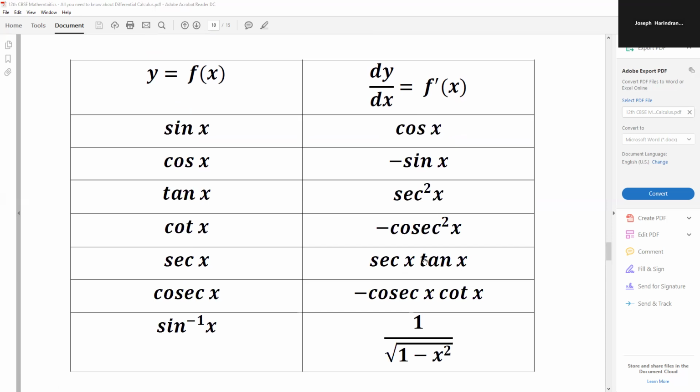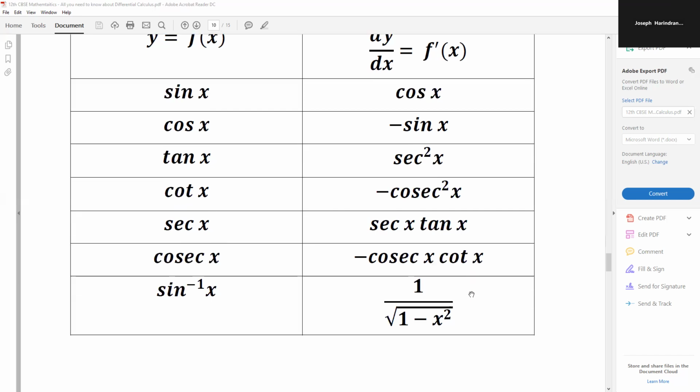Further standard forms are trigonometric functions. Given all the 6 trigonometric functions here, sin x becomes cos x when differentiated. Cos x becomes minus sin x. Tan x becomes secant squared x. Cot x becomes minus cosecant squared x. Secant x is differentiated as secant x tan x, and cosecant x is differentiated as minus cosecant x cot x.